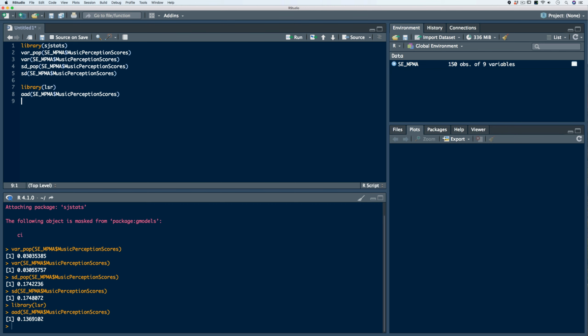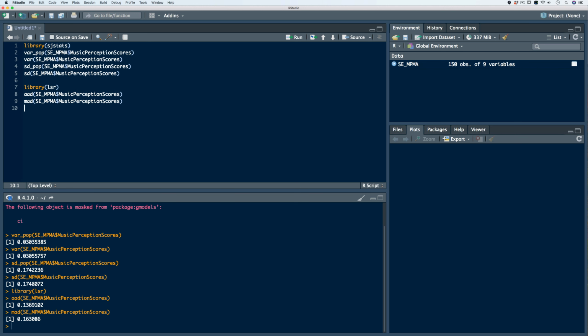Now, the median absolute deviation is another average of absolute deviations for all of the values from the center of the distribution. However, here we're going to be using the median instead of the mean, which we used for the average absolute deviation. So in order to calculate the median absolute deviation, we can use the mad function. And we'll pass in our music perception scores variable. And the median absolute deviation of our music perception scores variable is 0.16.